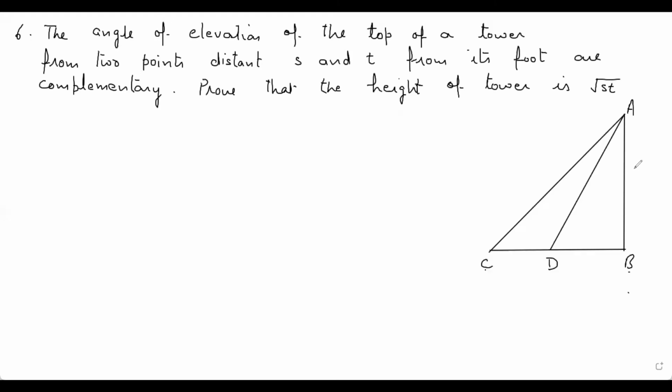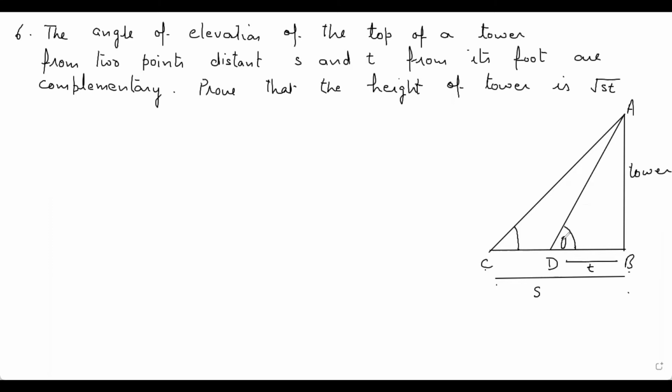Now here AB is a tower. C and D are the 2 points on a plane. The distance between BC is S. Distance between BD is T. And let me explain it again. AB is a tower on a plane. B is the foot of this tower. C and D are 2 points on a plane. The distance between CB is S. The distance between DB is T. And these two angles, they are complementary.